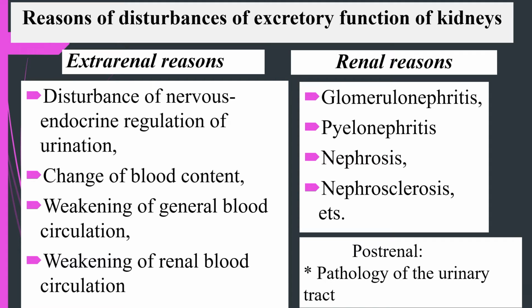Extrarenal or prerenal reasons, for example, disturbance of nervous and endocrine regulation of urination, change of blood content, weakening of general blood circulation, weakening of renal blood circulation. And renal reasons, for example, glomerulonephritis, pyelonephritis, nephrosis, and nephrosclerosis, etc. Postrenal reasons, for example, pathology of the urinary tract.